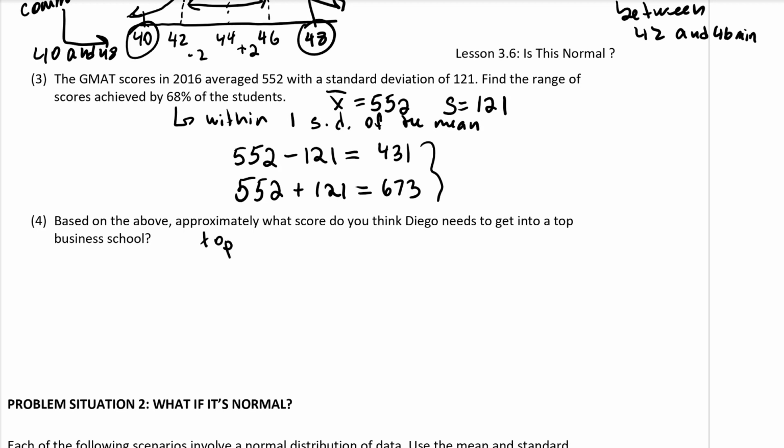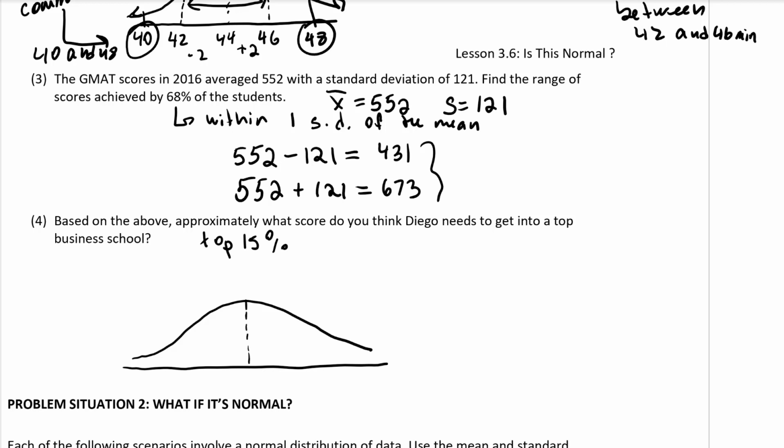Let me help you scaffold this a little bit, since this is new to us. We're going to make a picture and then try to identify where the top 15% is located. We just determined 68% of the distribution, correct? This was 552. If you make one step to the right, that's 673, and one step to the left is 431. Let me highlight this for you. This region right here is where 68% of the test takers will fall.